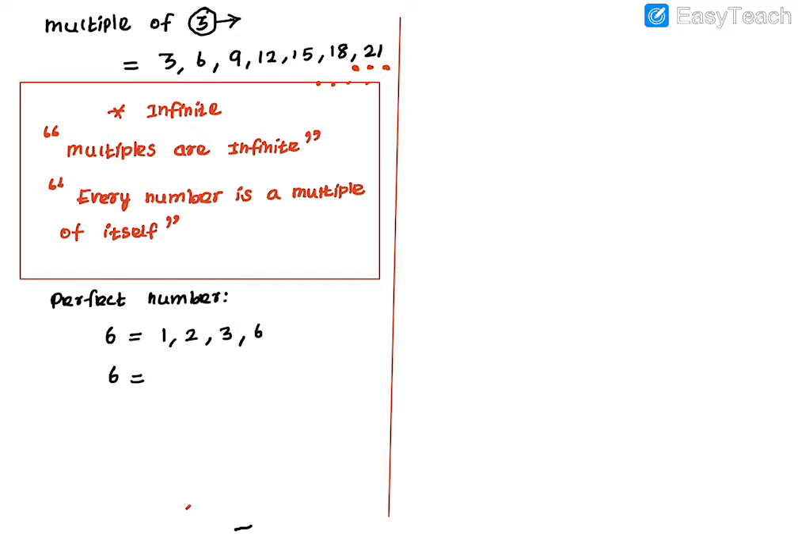Now add all the factors. So 1 plus 2 plus 3 plus 6. So totally how much is it coming? 12. Okay. So see, I have taken 6, but I get double of that number. If I add all the factors of that number and I get double of the given number, then it is called a perfect number. Can you understand?